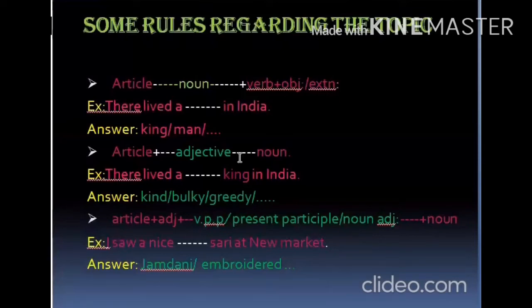Next, article, adjective and noun. That means a gap between adjective and noun. Which word is suitable? Verb past participle form, verb present participle, and noun adjective. I have written here: I saw a nice blank sari at New Market. What type of sari? You can write here verb past participle form, verb present participle, and noun adjective. My answer is Jamdani sari or embroidered sari. Both are suitable.